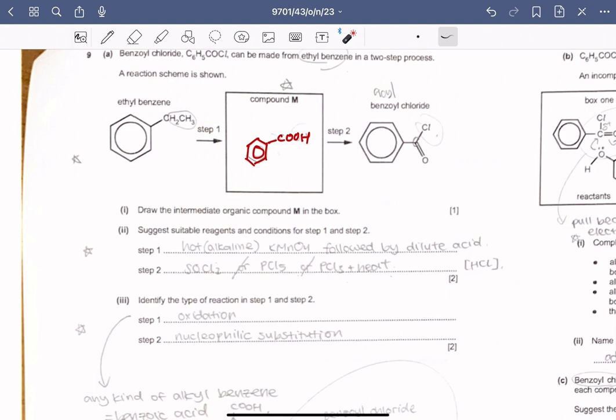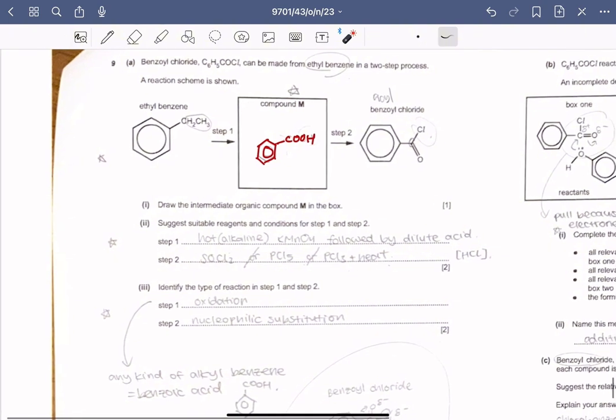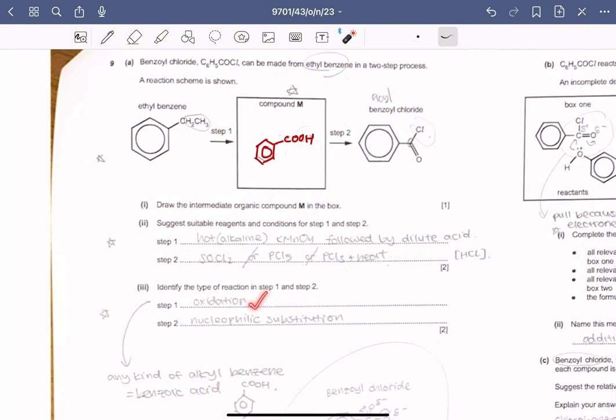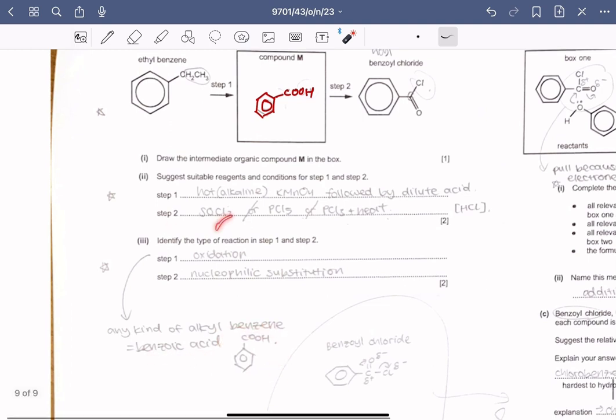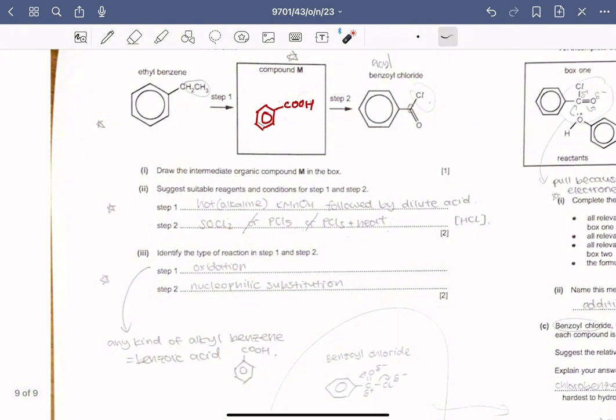Suggest suitable reagents and conditions for step 1 and step 2. Step 1, hot alkaline KMnO4 followed by dilute acid, in a reaction called oxidation. Any kind of alkylbenzene will form benzoic acid. And then step 2, it will react with SOCl2 or PCl5 or PCl3 plus heat. Choose one of them only, don't answer three of them. And the name of the reaction is nucleophilic substitution.